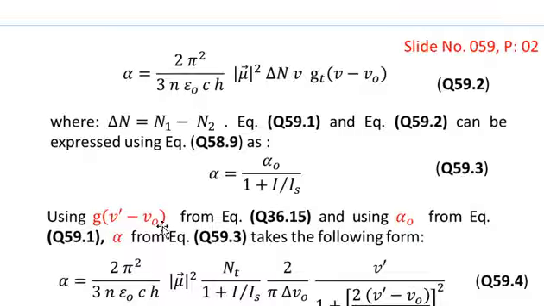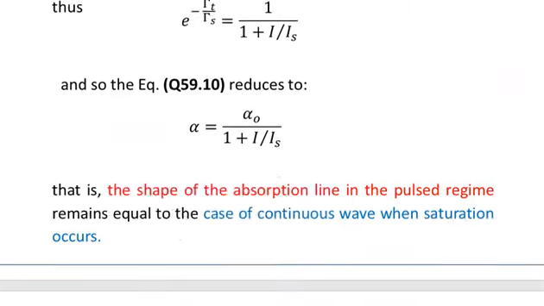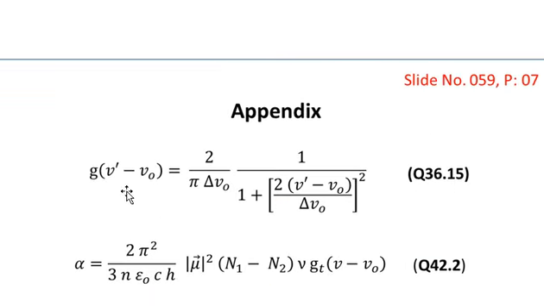Using G of nu prime minus nu naught from equation number 36.15. So let me show you this equation. This one, G of nu prime minus nu naught is equal to 2 over pi delta nu naught multiplied by 1 over 1 plus the square of 2 times nu prime minus nu naught divided by delta nu naught. This is equation number 36.15. For the detail, you should consult slide number 36.